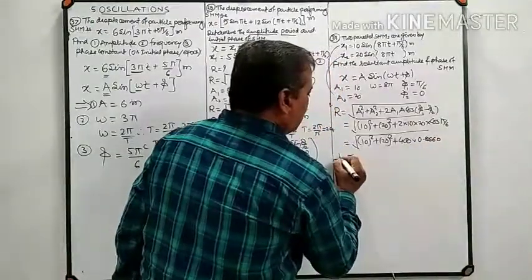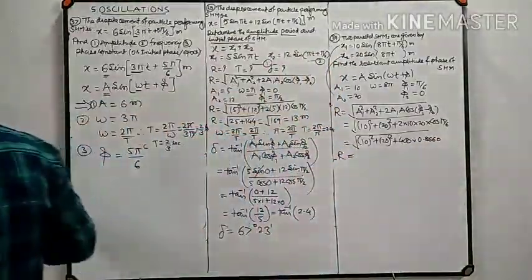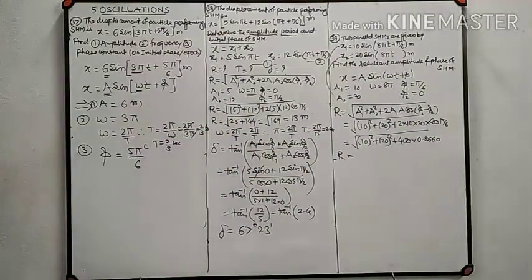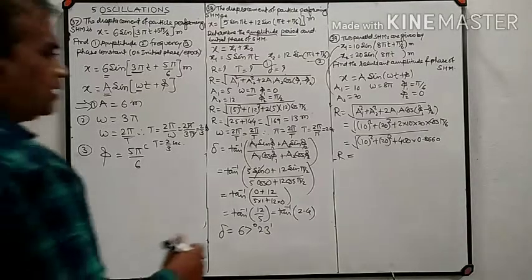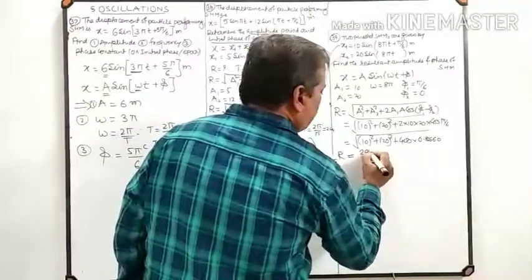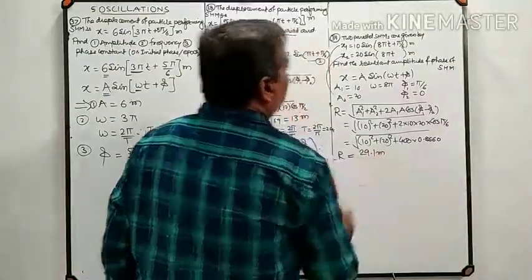That is 0.8660. And if you calculate that square root, R is found to be 29.1 meter.